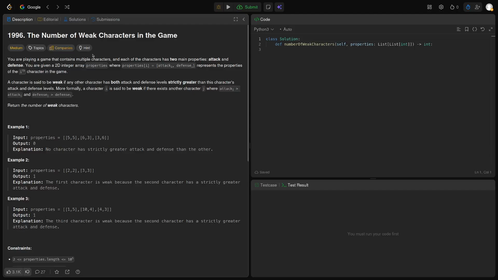Okay, today we are doing medium problem 1996, Number of Weak Characters in the Game. Each character has attack and defense, and it is said to be weak if there is someone that has strictly greater attack and defense both, and we should return their number.